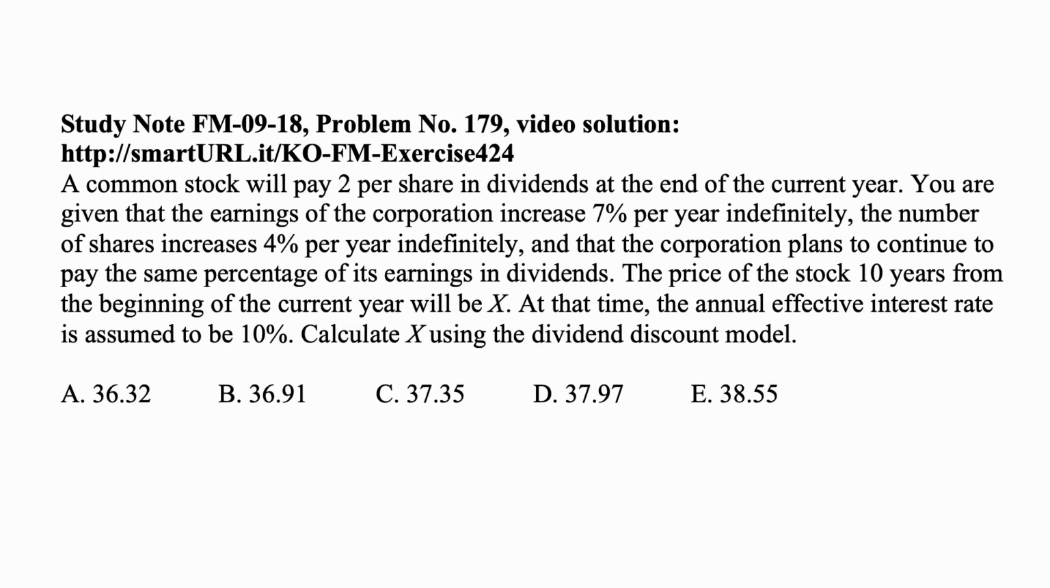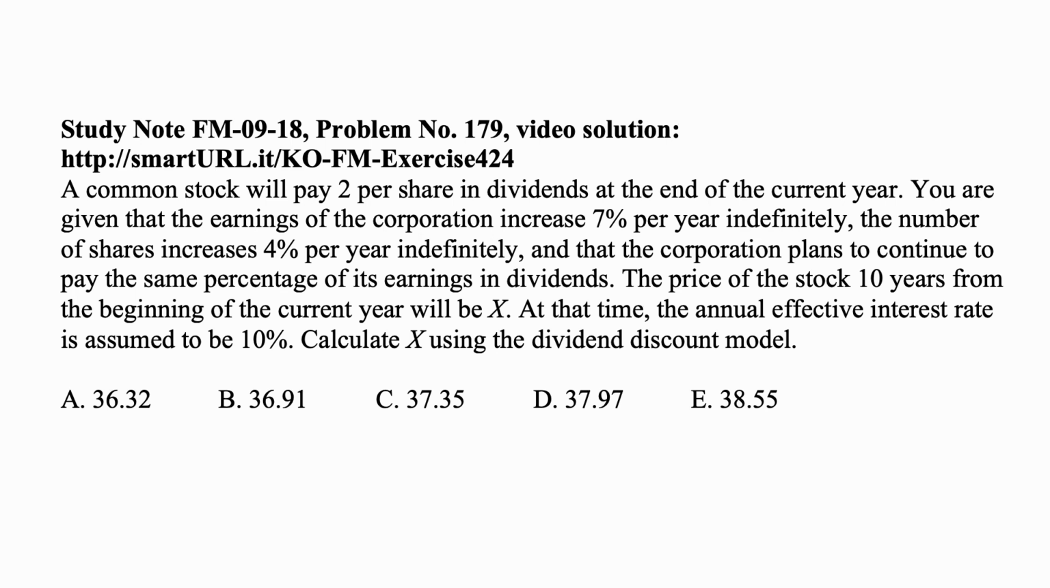Here's the problem for today. For exam FM on financial mathematics, a common stock will pay 2 per share in dividends at the end of the current year. You are given that the earnings of the corporation increase 7% per year indefinitely, the number of shares increases 4% per year indefinitely, and that the corporation plans to continue to pay the same percentage of its earnings in dividends. The price of the stock 10 years from the beginning of the current year will be X. At that time, the annual effective interest rate is assumed to be 10%. Calculate X using the dividend discount model.